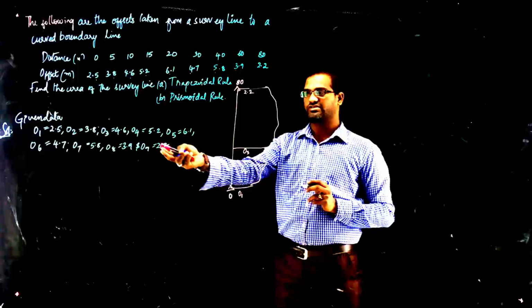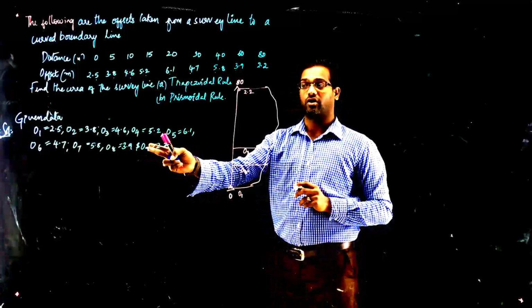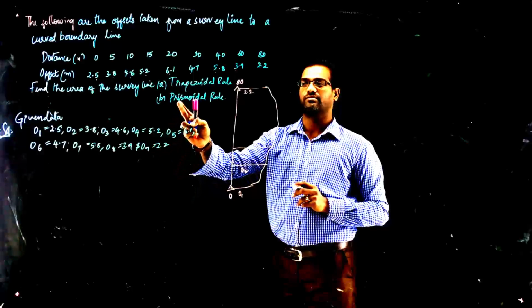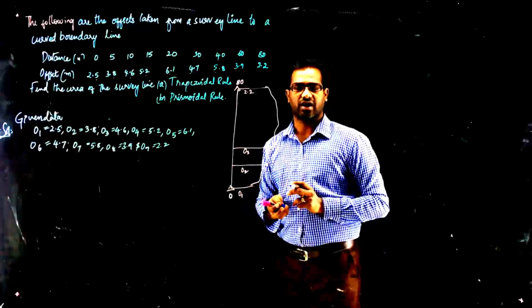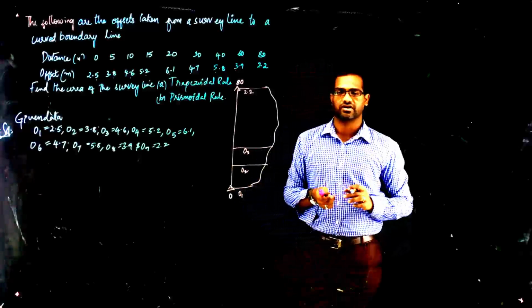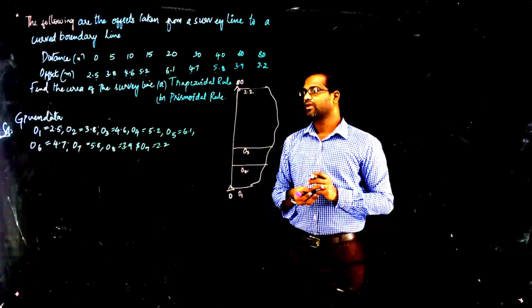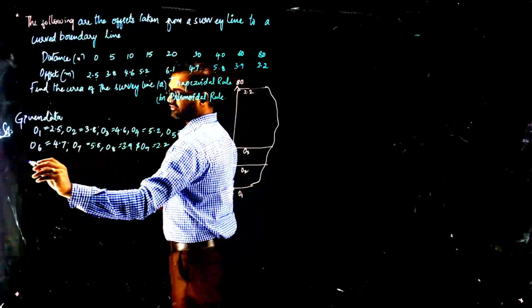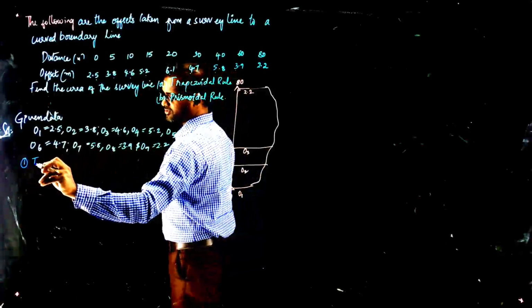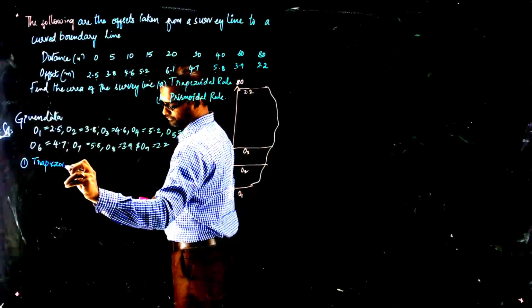As we discussed in the last class, if you have an odd number of ordinates, then the prismoidal rule is the best method to apply. However, the trapezoidal rule has no such limitation. You can apply this equation for any number of ordinates. Now, let us write down the trapezoidal rule.